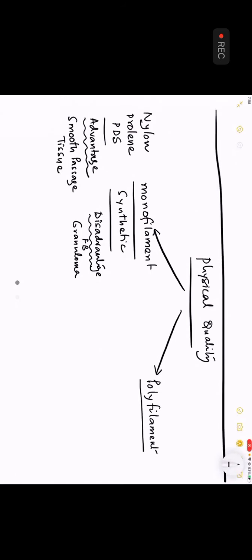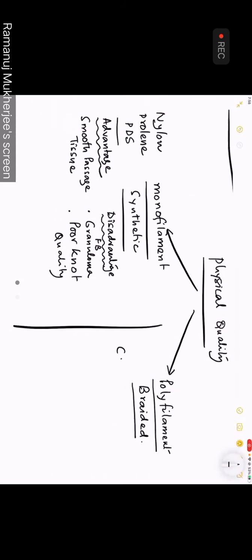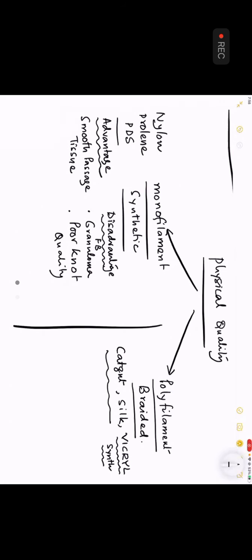Now the polyfilament, remember, I should have said poor quality. Polyfilament sutures are also called braided sutures. Examples of this are catgut, silk, and Vicryl suture, which is a synthetic polyfilament. The others are natural.